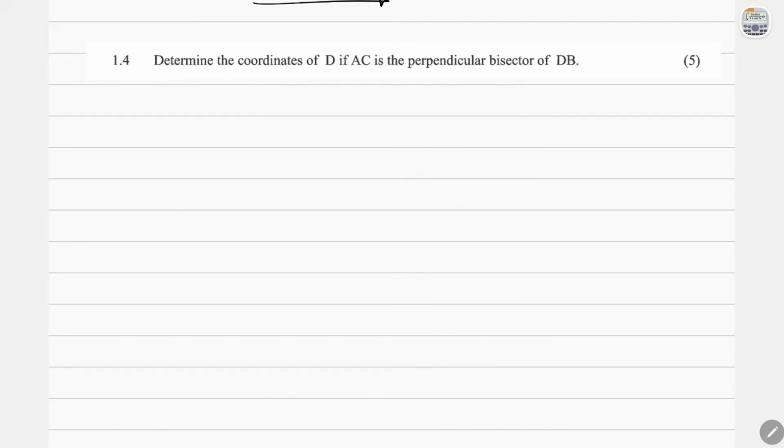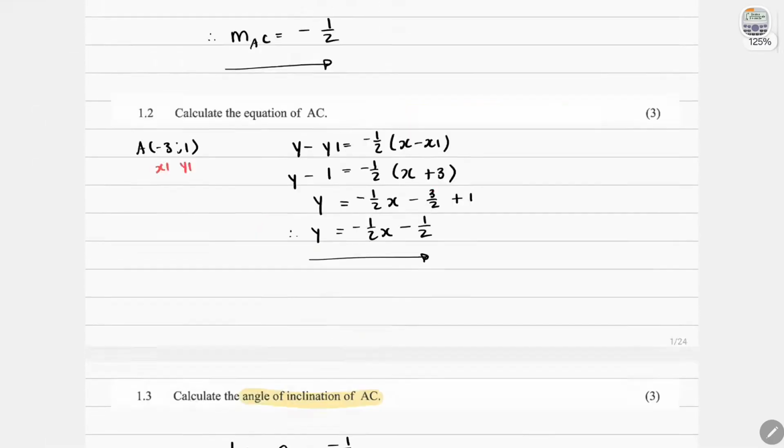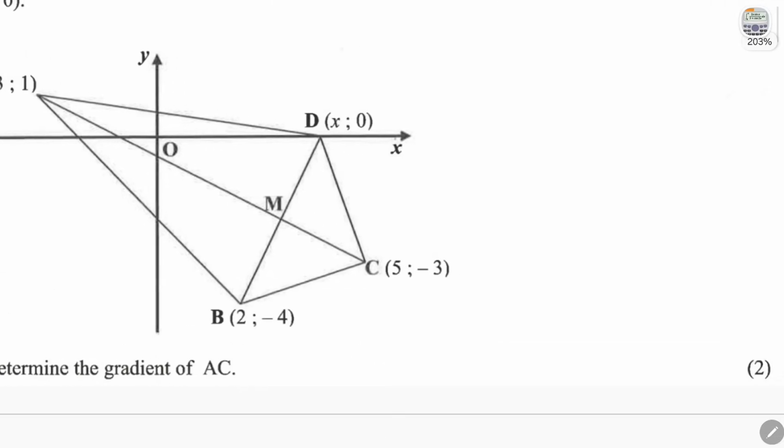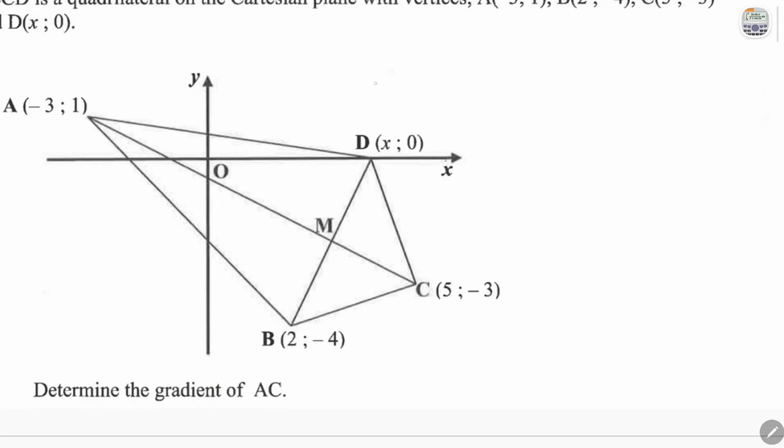Question 1.4 says, determine the coordinates of D if AC is the perpendicular bisector of DB. Let's see what this looks like. They said that AC is the perpendicular bisector. If it is a bisector, it means that this line AC cuts BD into two equal parts, meaning BM is now equal to MD. But it's specifically a perpendicular bisector, and that means that when it cuts it into two equal parts, it's also perpendicular to BD.